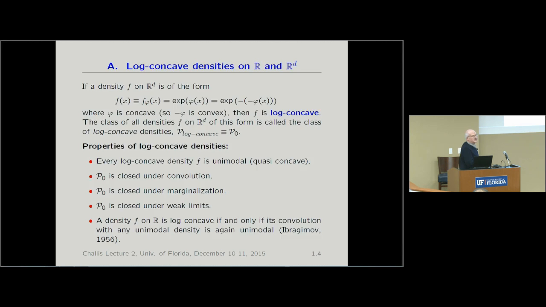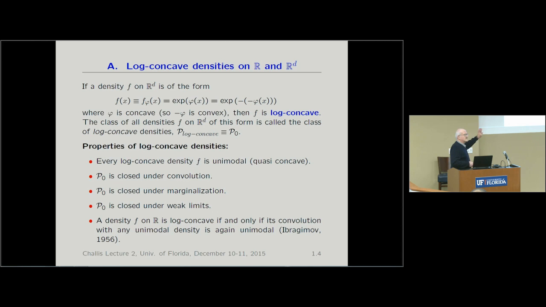Here are some of the basic properties. Every log-concave density is unimodal, or quasi-concave. This class is closed under convolution. It's closed under marginalization. It's closed under weak limits. It's closed under affine transforms, on and on. And a density f on R is log-concave if and only if its convolution with any unimodal density is again unimodal. And that is close to the starting point of this whole theory.